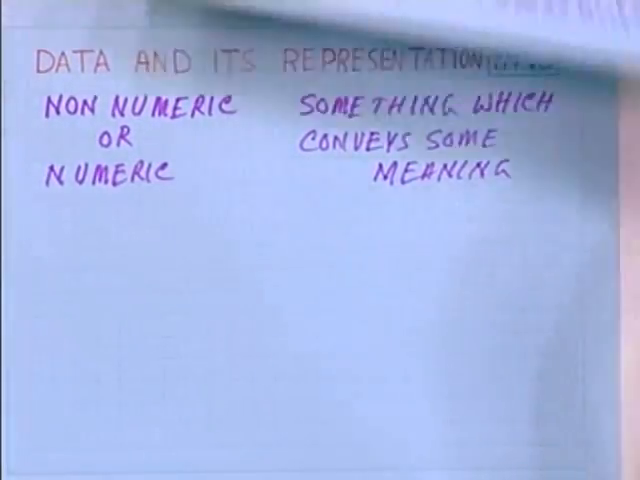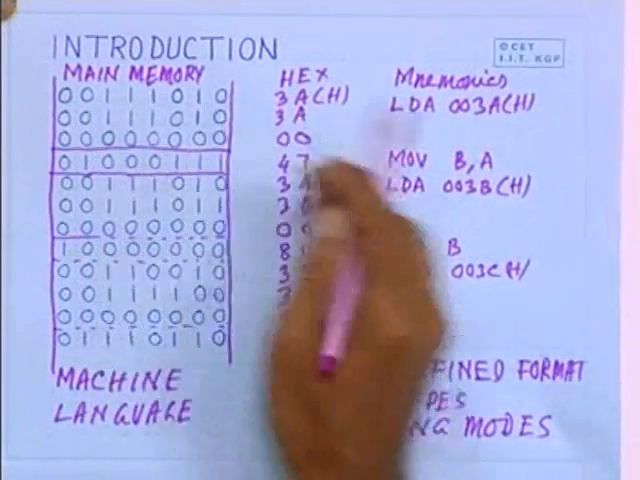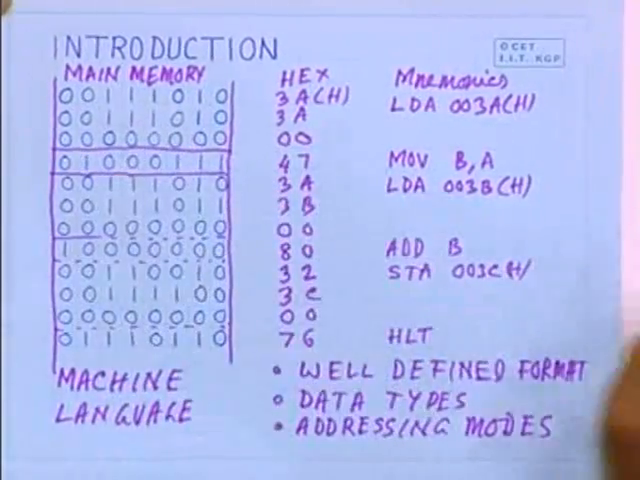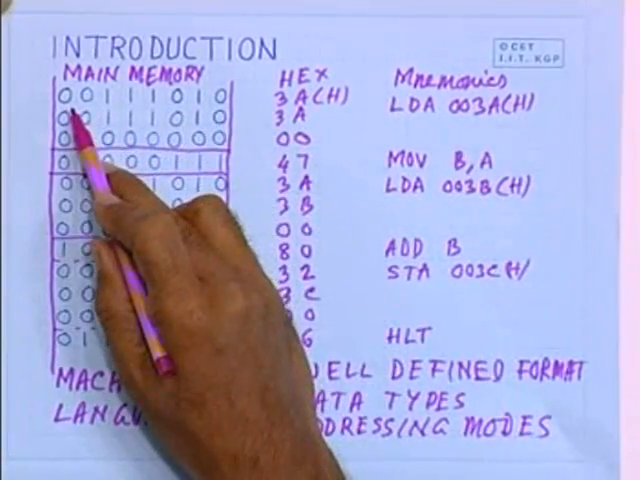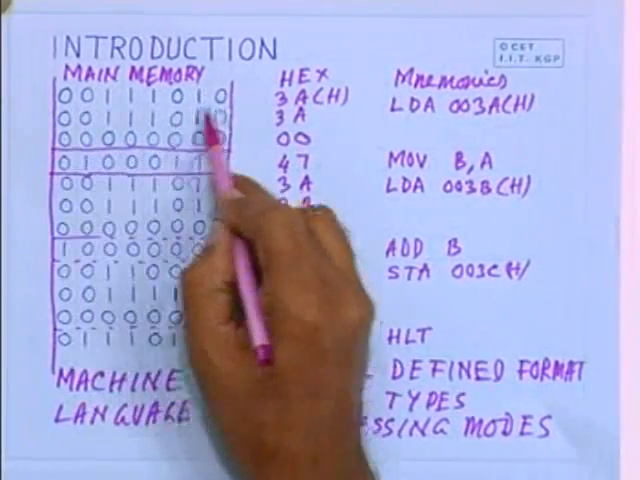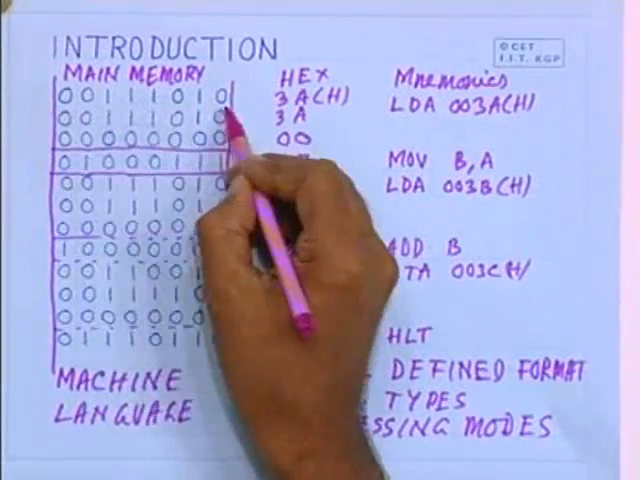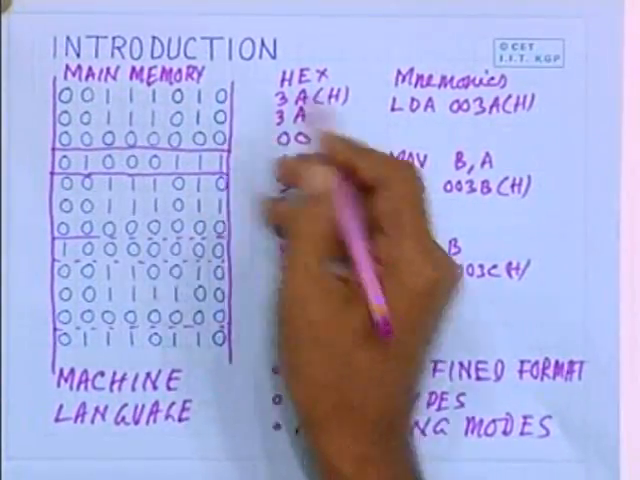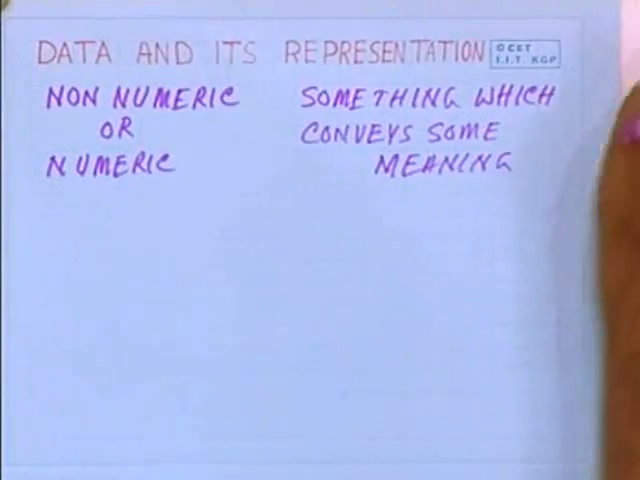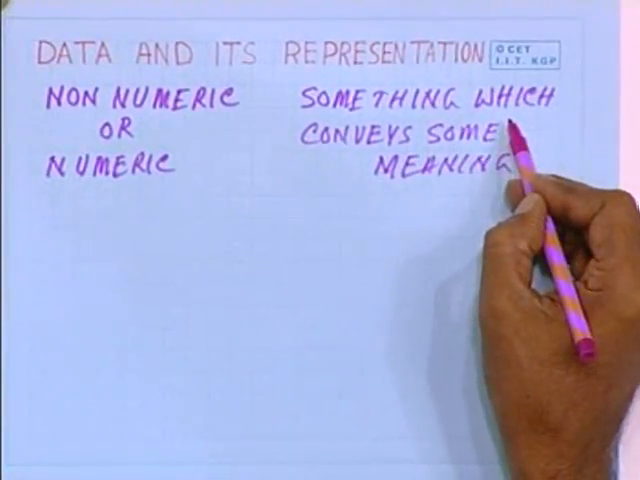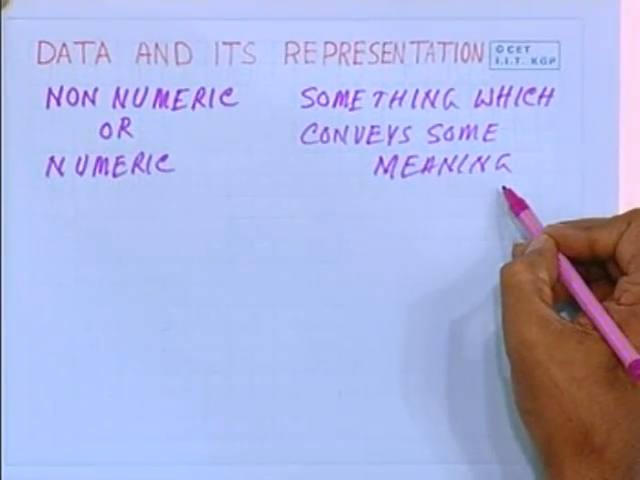For example, this bit sequence as such does not convey any meaning, but whenever we say that bit sequence is the opcode of 8085 microprocessor, that means this bit sequence has some meaning. In other words, how this bit sequence is interpreted depends on whether it is an opcode or data. That is why we can say that by data we mean an entity which conveys some meaning.